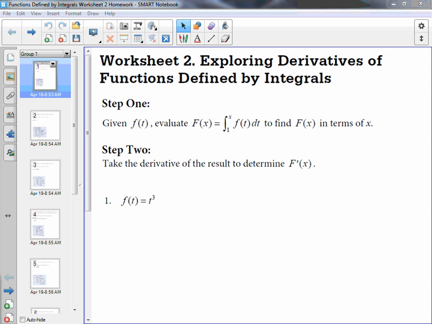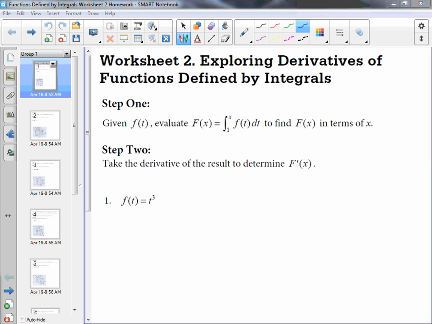So once we cut through the meat of it, let's work a couple of examples, and I think you'll remember how the second fundamental theorem of calculus works. So they do this in 2 steps. If we look at number 1 here on the first page of this worksheet, it says, step 1, given f of t, evaluate capital F of x equals the integral from 1 to x of f of t dt to find capital F of x in terms of x. And then step 2, we'll read that in a minute.